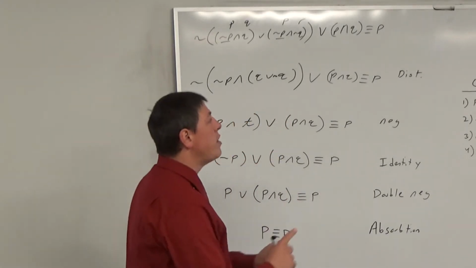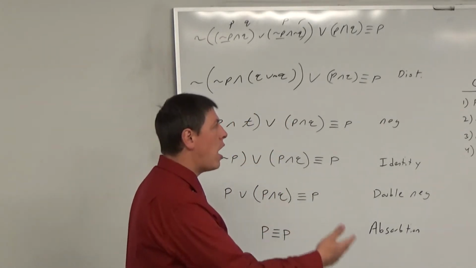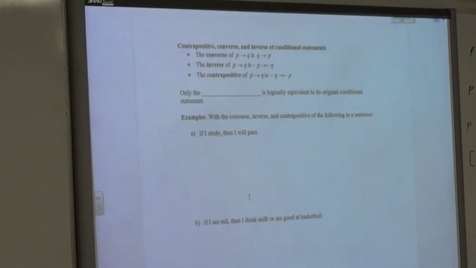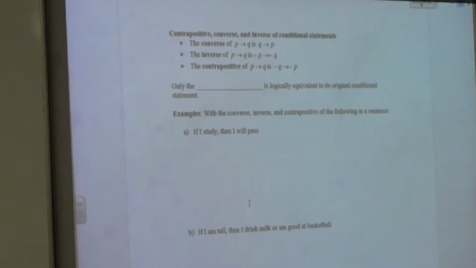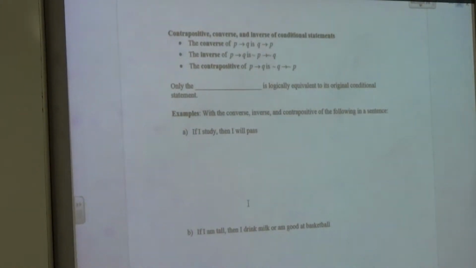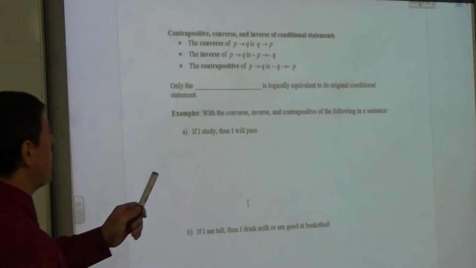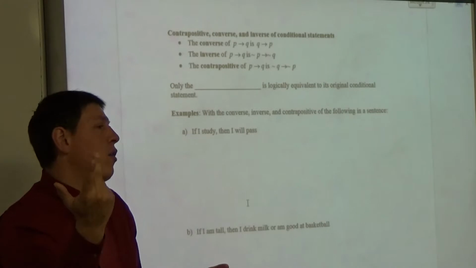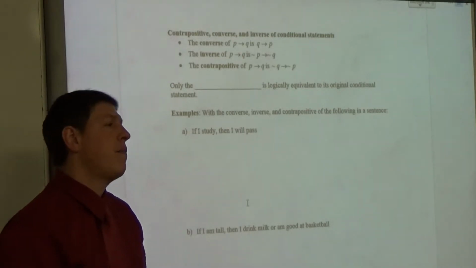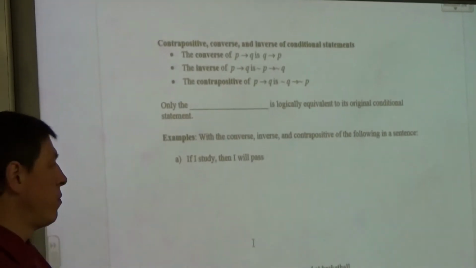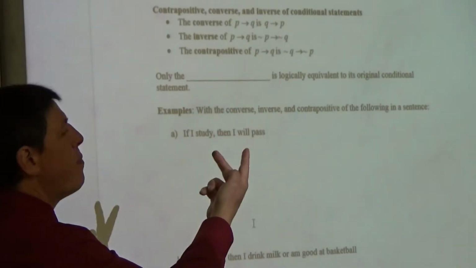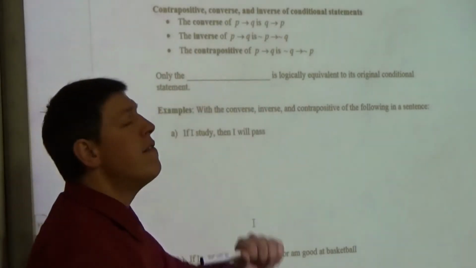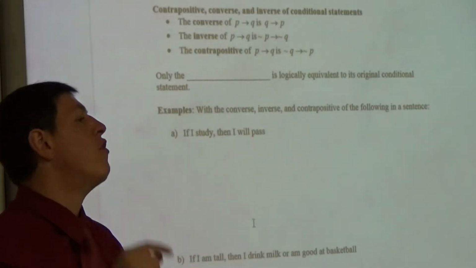Okay. So the next thing we're going to look at is the converse, contrapositive, and inverse of a conditional statement. Throughout the course, we're going to be utilizing these ideas. If I have a conditional statement, like P implies Q, the converse just flips those around. Let's say if I study, then I will pass. If I flip that around, if I pass, then I study. That's the converse. So you're just flipping it around.